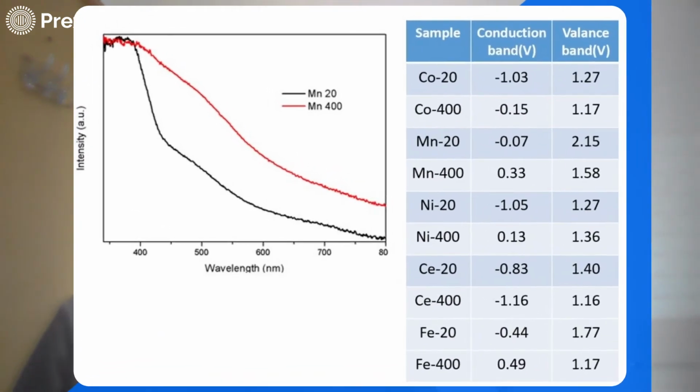Here I just pick one absorption spectrum for showing. M20 has an obvious tangent line, but for M400 it's not so obvious. So this means that M400 might have multiple energy bands. Those are the calculated conduction band and valence band on the right. For some high concentration doping samples, their conduction band no longer meets the requirements of producing hydrogen, which shows smaller than minus 0.4 electron volt. So that's why I measure the oxygen evolution rate.